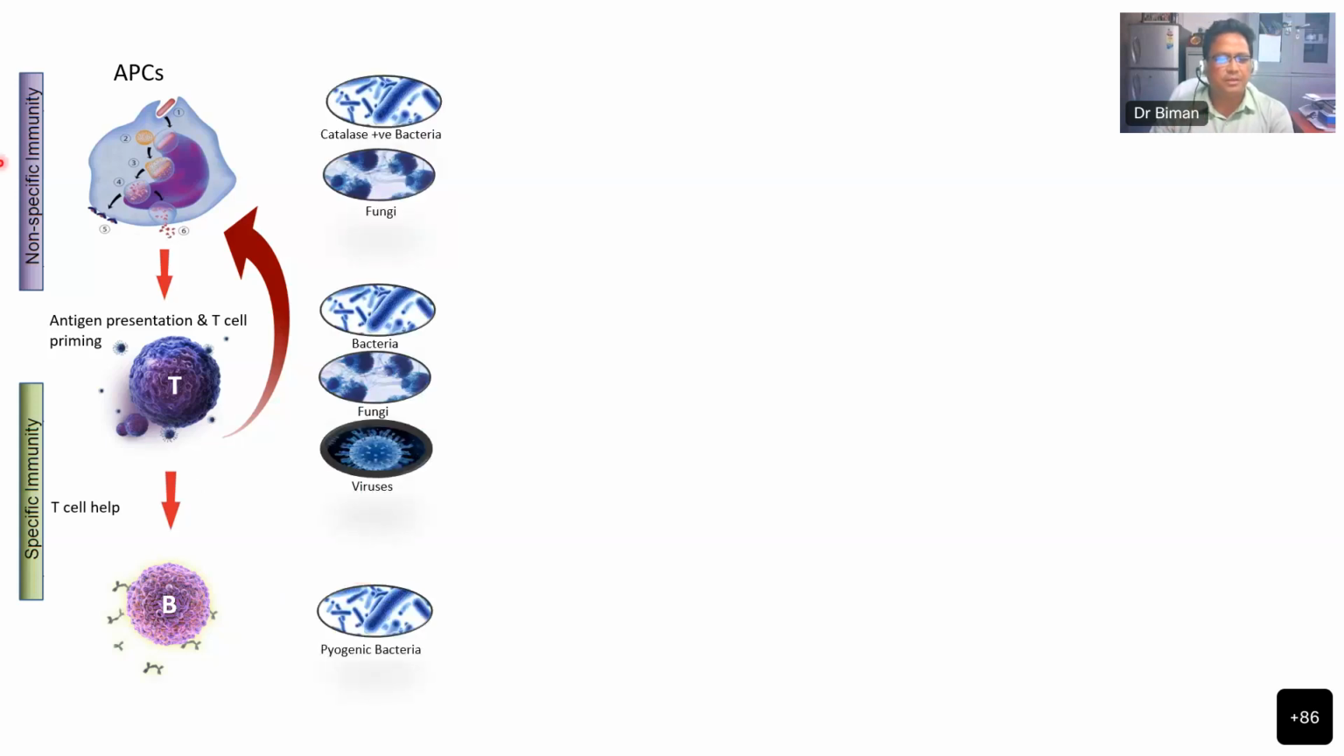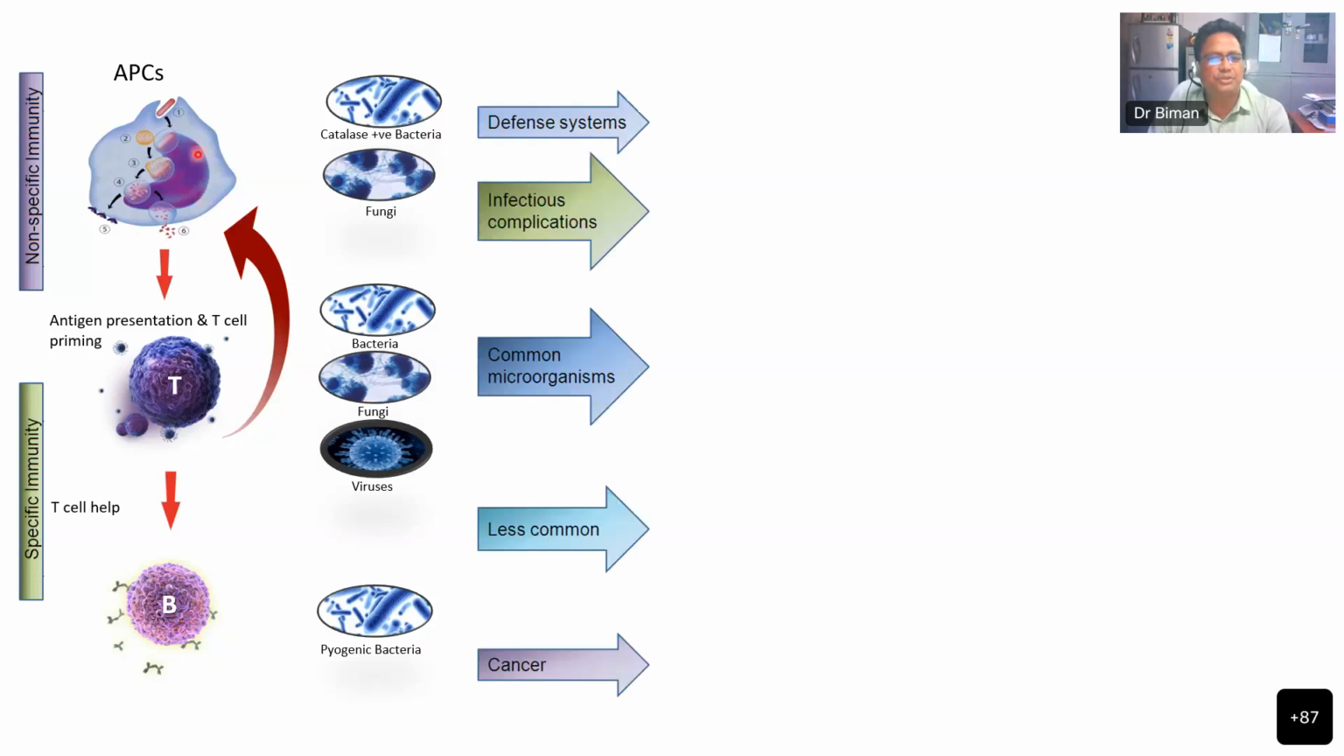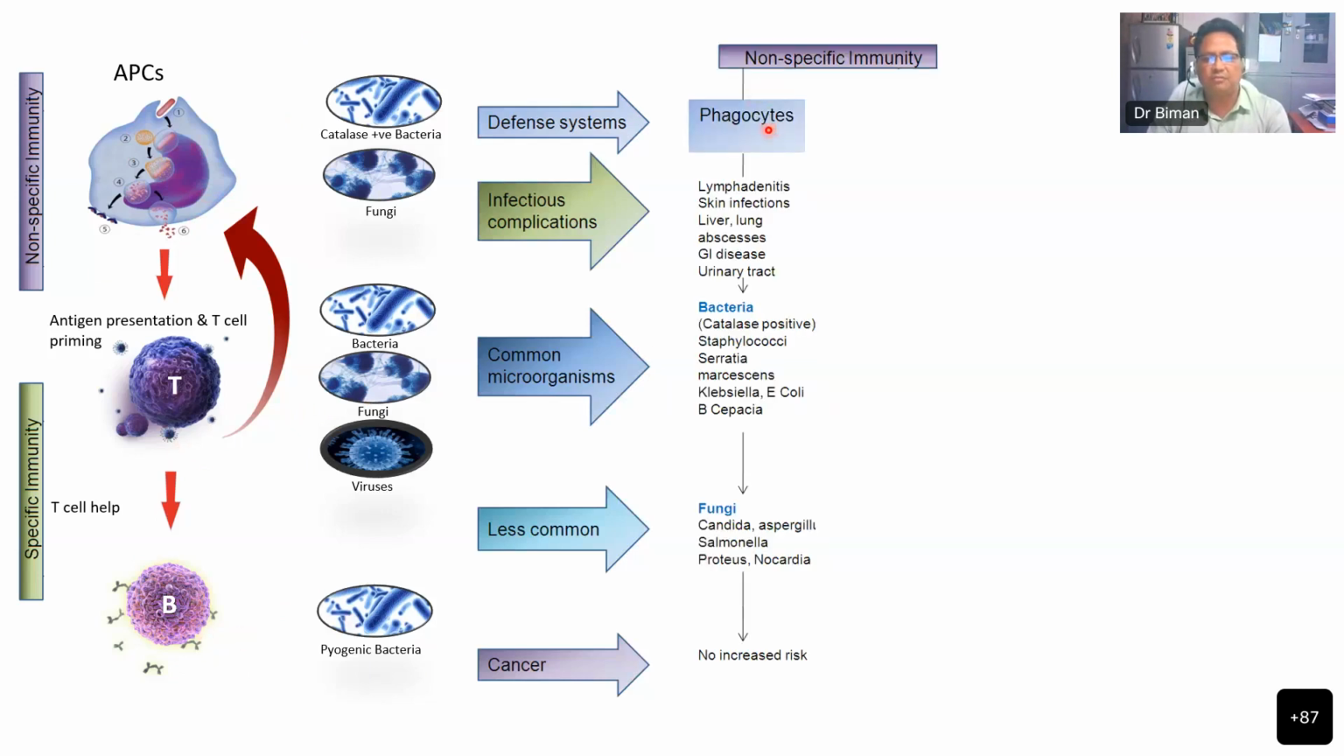For example, the macrophages are very important to handle the catalase positive bacteria and fungi. And the B cells bring about their action by producing antibodies. So antibodies obviously will act only on the extracellular bacteria. So B cells are very important in handling extracellular pathogenic bacteria. T cells, since they are central to the whole process, are very important in handling viruses, fungi, and bacteria as well. So if there's a deficiency in any of these components, for example in the APCs or the macrophages or the T cells or the B cells, accordingly the infections also happen.